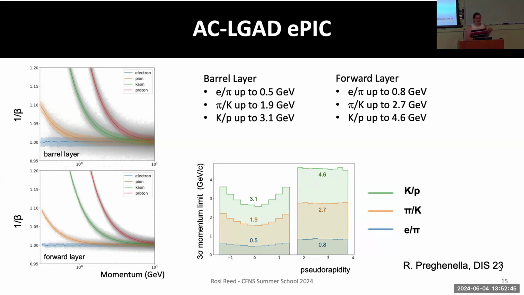And then you can see here that there's actually a different distribution as you go in eta in the barrel region. But it's pretty flat with pseudorapidity for the forward region. So this will allow you to do all of the PID that you would like, in terms of measuring what's an electron, what's a pion, and so on.